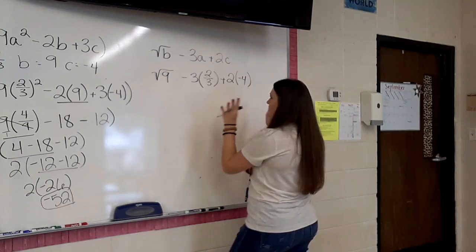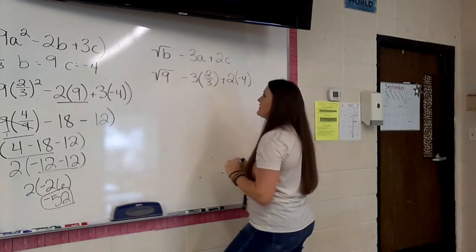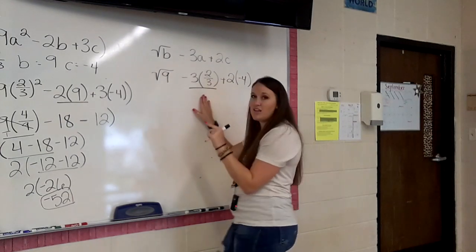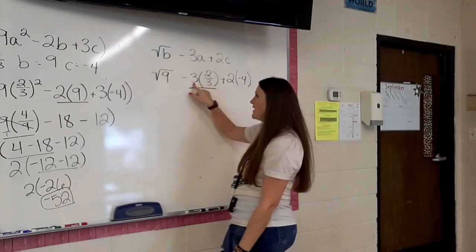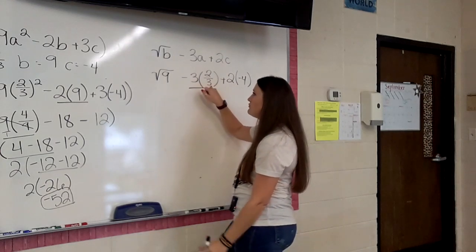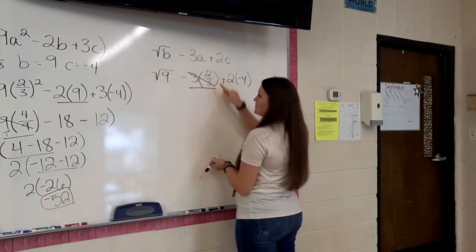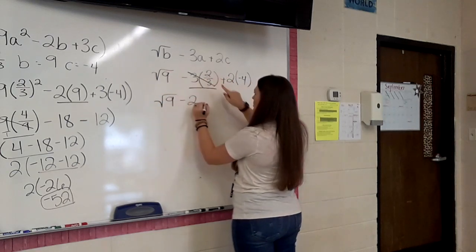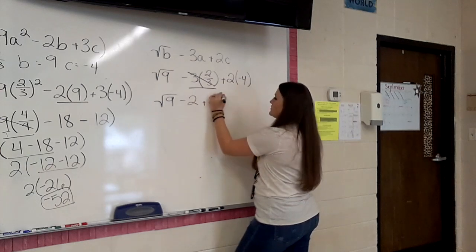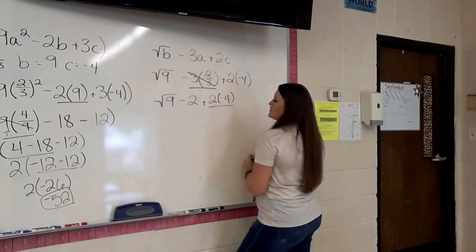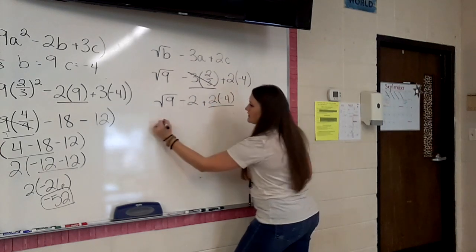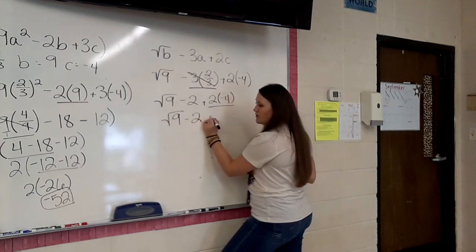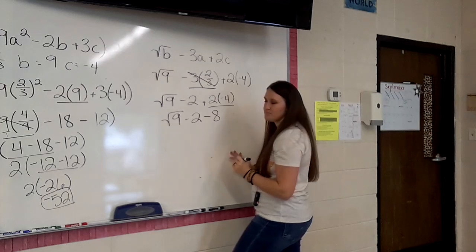Now, we don't have any parentheses or exponents to solve for, so we just have to do our multiplication first. Right here, this is kind of like the other problem. We have a 3 out here, a whole number, and a 3 on bottom. Those cancel, and you are just left with 2. So I have square root of 9 minus 2 plus 2 times negative 4. 2 times negative 4 is negative 8. So I have square root of 9 minus 2. And since it was negative 8, I'm just going to go ahead and say minus 8.